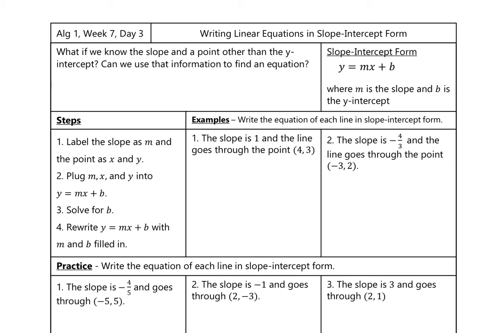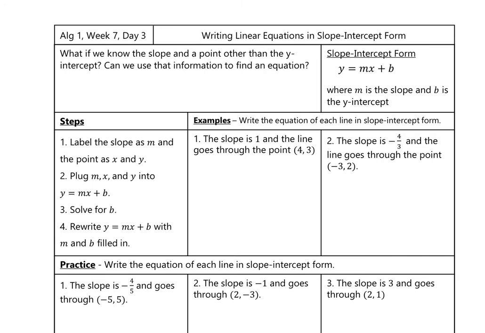So we plug m, x, and y into slope-intercept form, and that leaves us with just b as a variable. So we'll solve for b, and then we'll be able to write our answer, y equals mx plus b. So let's look at example 1 here. The slope is 1, so that means that m is 1. And then our point is an x value and a y value. So x is 4 and y is 3.